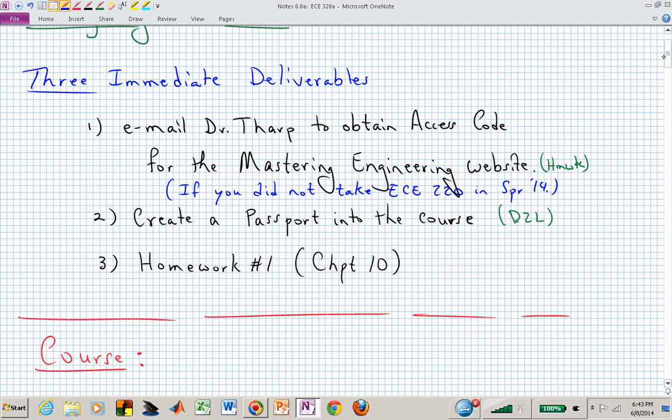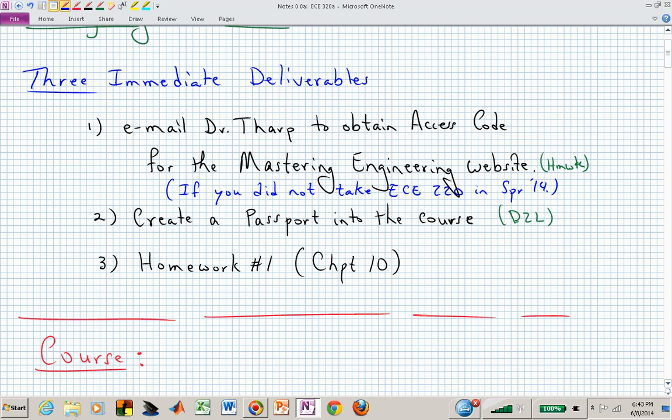Initially, what I want to do before I even talk about navigating the course is make it clear that there are three deliverables that are pretty immediate. One is to send me an email. If you did not take ECE 220 in the spring semester, you will need an access code to the Mastering Engineering website to do your homework assignments. You'll need to send me an email. You should be able to find that on the syllabus at the D2L website.